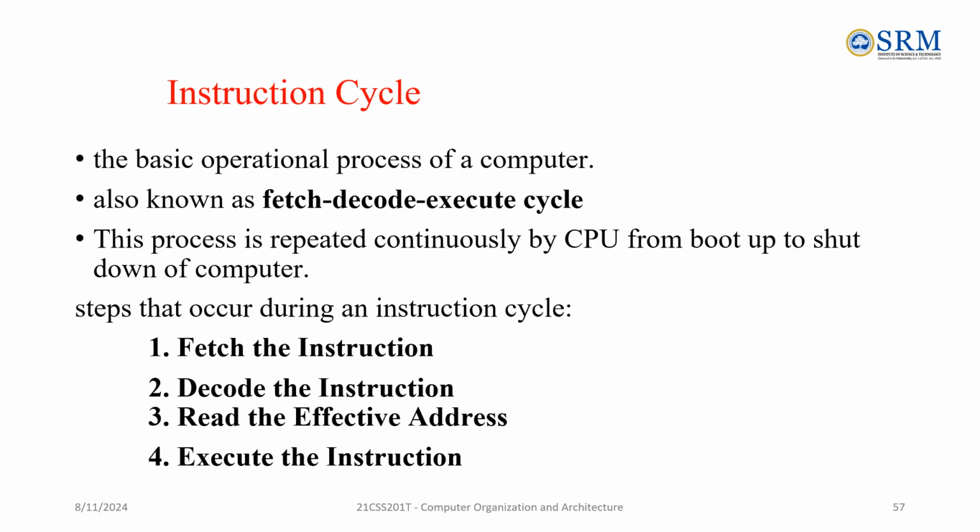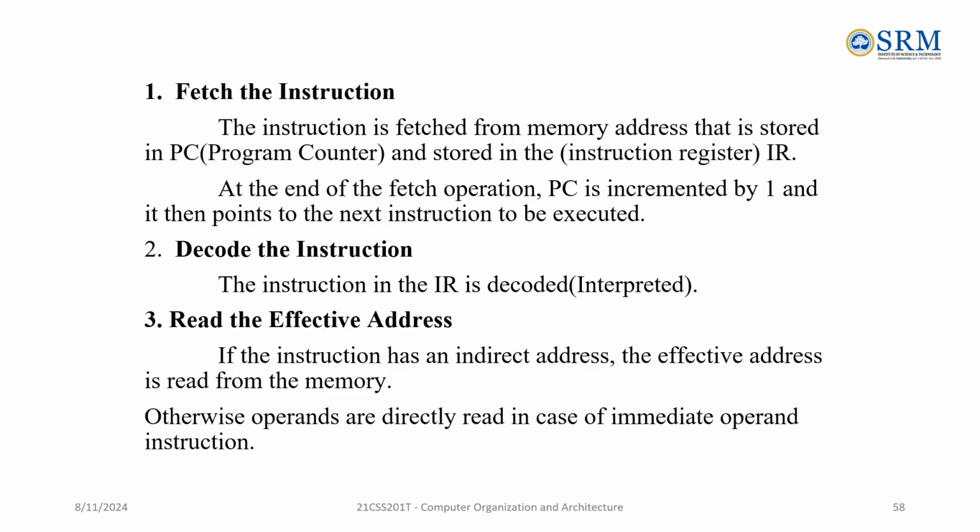So next is the instruction cycle, the basic operational process of a computer, also known as the fetch-decode cycle. So what happens in the fetch-decode cycle? First step, fetch the instruction. Next is decode the instruction, read the effective address and execute the instruction. These are the steps that occur during an instruction cycle.